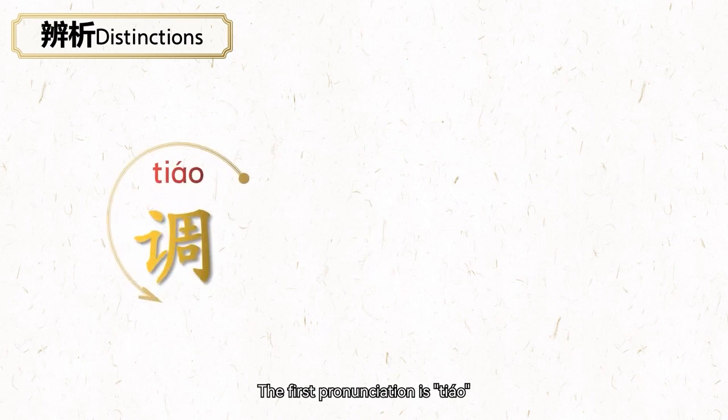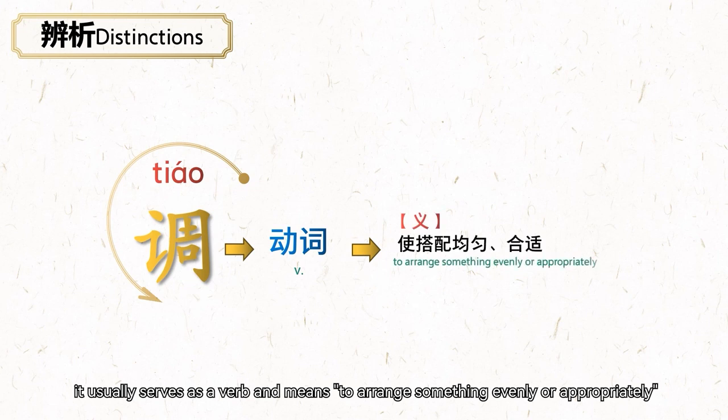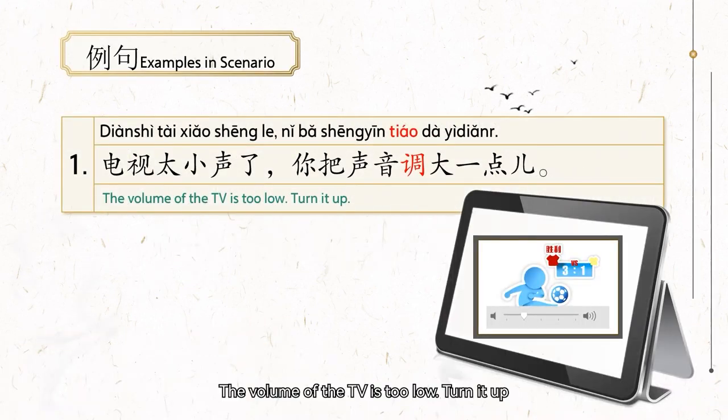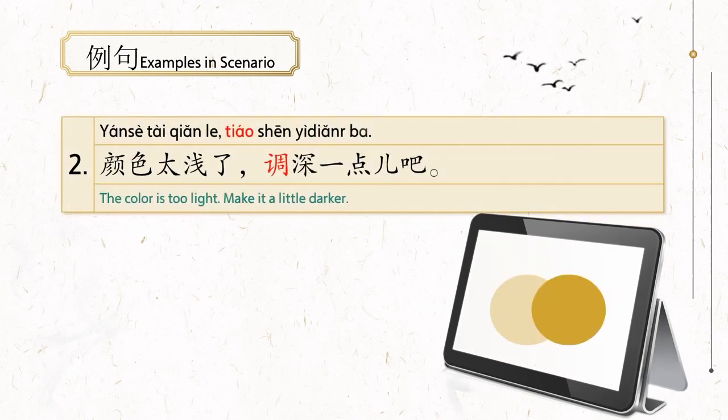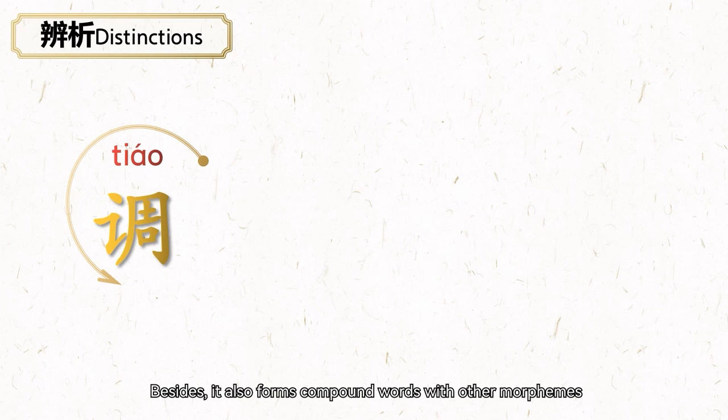The first pronunciation is 调. In this case, it usually serves as a verb and means to arrange something evenly or appropriately. For example, 1. 电视太小声了，你把声音调大一点。2. 颜色太浅了，调深一点吧。In these sentences, 调 means to adjust the volume of sound and the color depth to make them appropriate. It can be used alone. Besides, it also forms compound words with other morphemes.